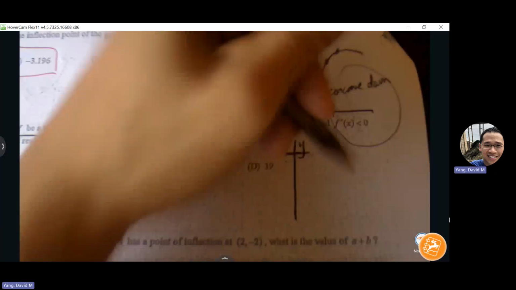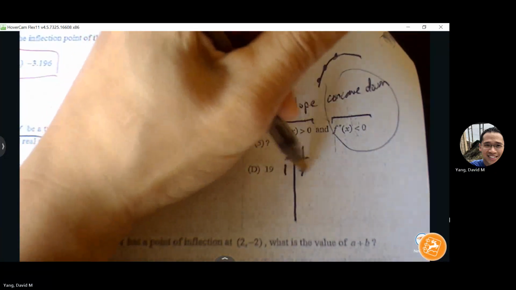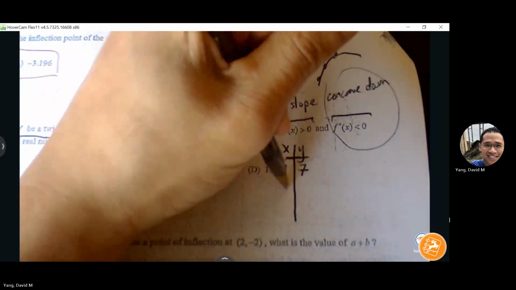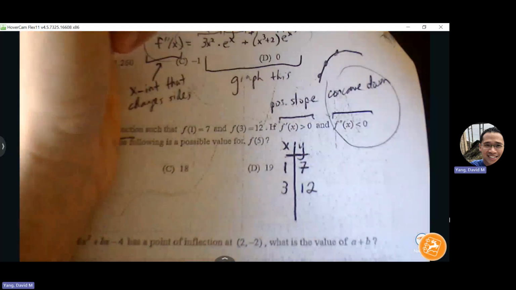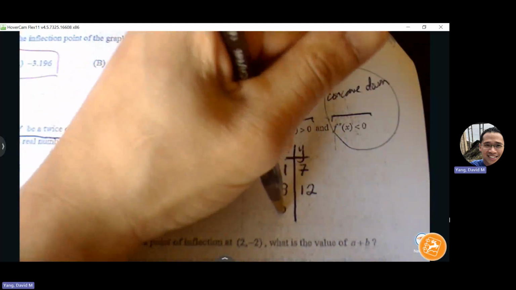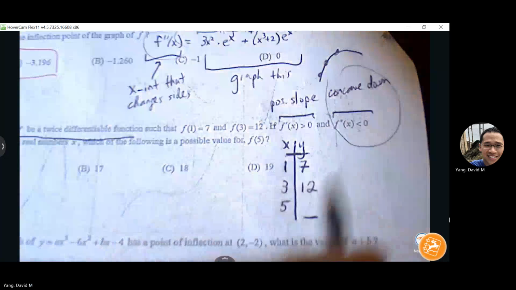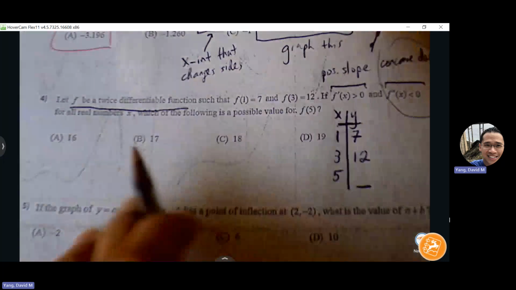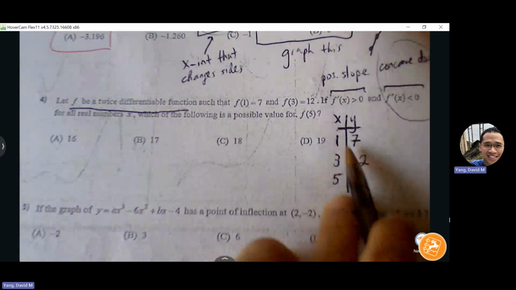So we know we have an ordered pair (1, 7). We know we have an ordered pair of (3, 12). We want to figure out what could be a possible y value for x = 5. Okay, so we can see that obviously we want our y value to be continually greater, right? It's got to be more than 12, because we want our graph to be rising.